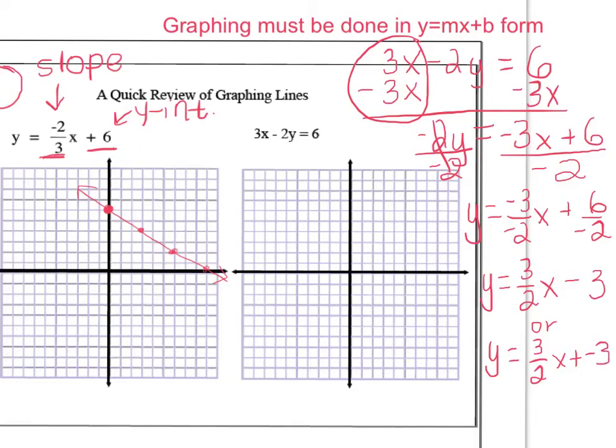So then, now we have our slope and our y-intercept. I underlined them as I said them. Since our y-intercept is negative 3, I'm going to mark that first. I'm going to go ahead and zoom in.